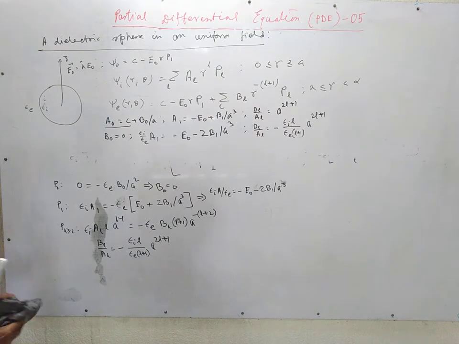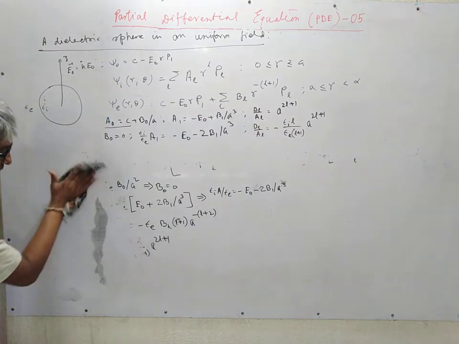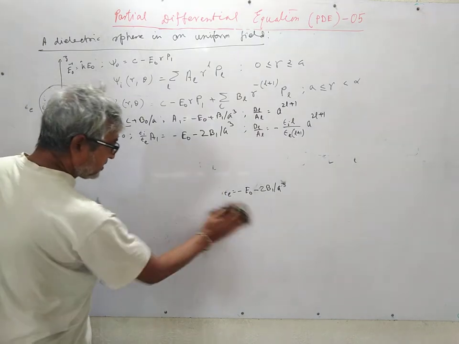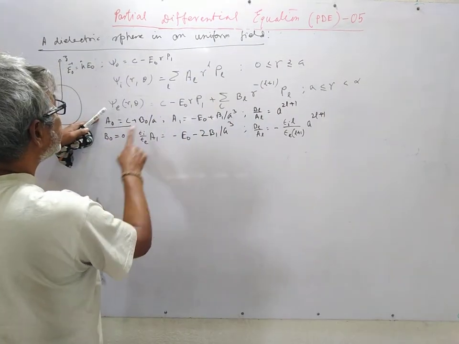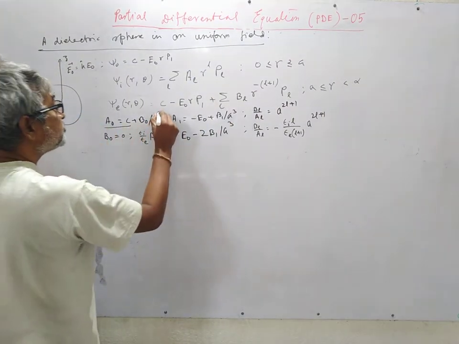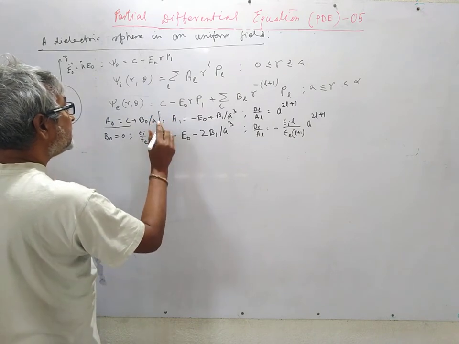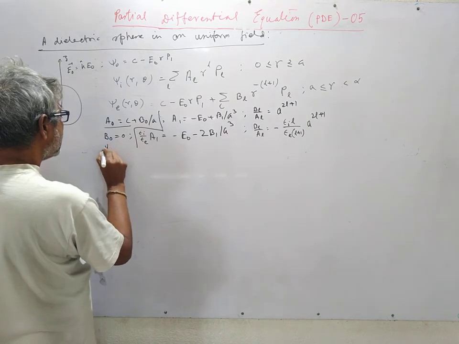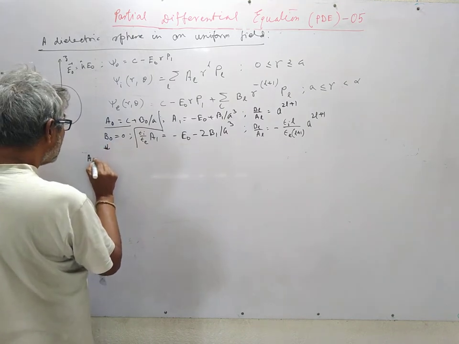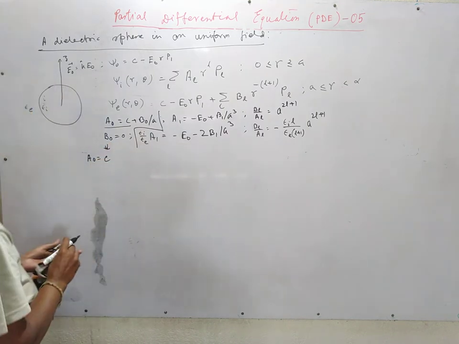Let me now analyze the result. If we apply B0 is 0, these two relations give us A0 is equal to C.